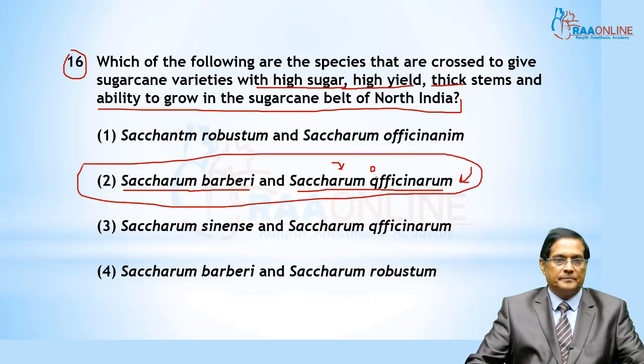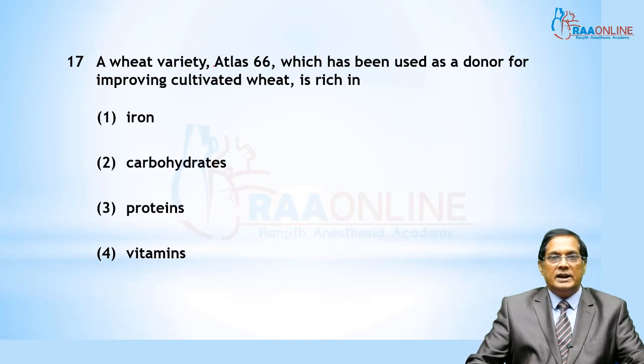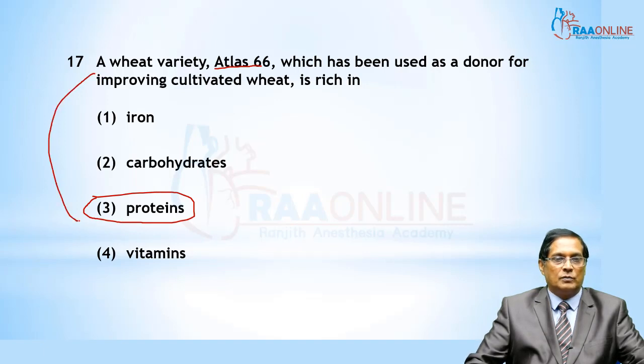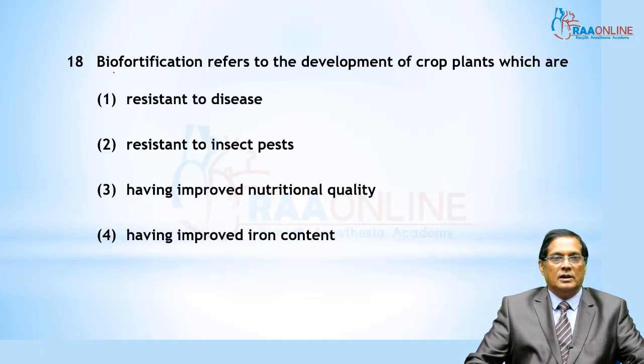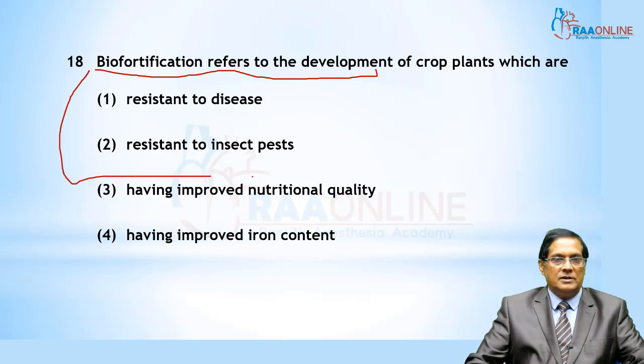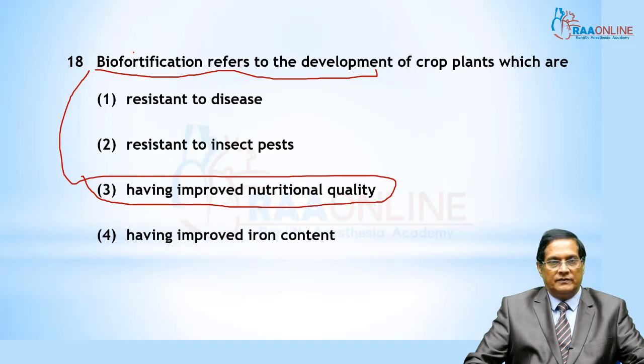This is the wheat variety Atlas 66. Wheat is rich in starch, but this variety is rich in protein. Protein content is comparatively higher than normal wheat in the Atlas 66 variety. That is a good example of biofortification also. What is biofortification? I have already told that plant breeding for the improvement of nutritional quality is termed biofortification.